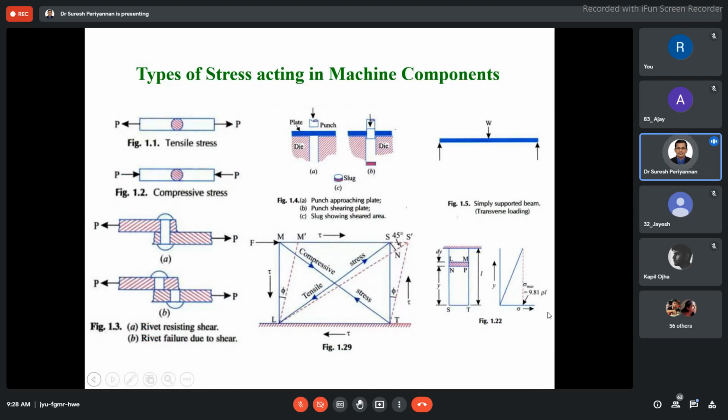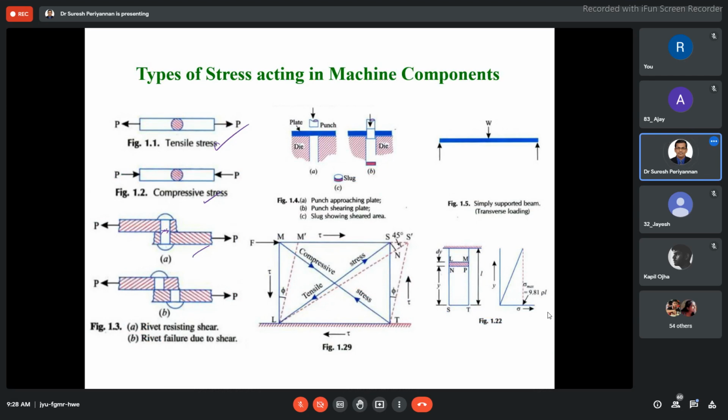Now see here, the first one is tensile stress, right? The second one is compressive stress. You know this very well. The third one is shear stress, right? Shear is where the force is offset as compared to this component. What kind of failure is this? The failure is going to happen with respect to shear, right?